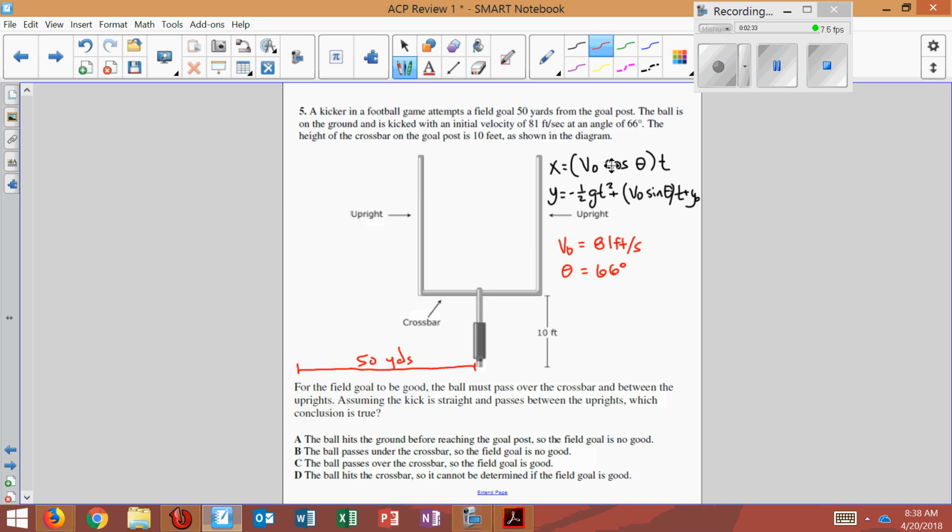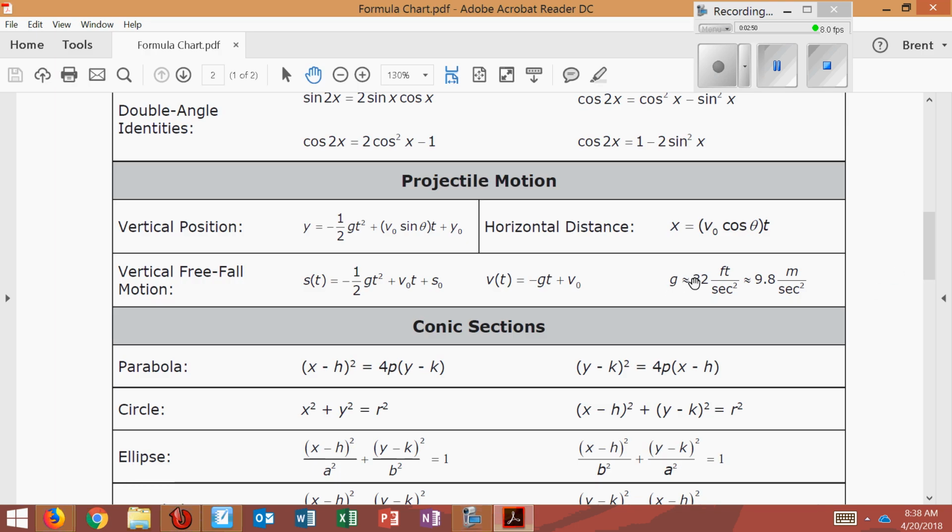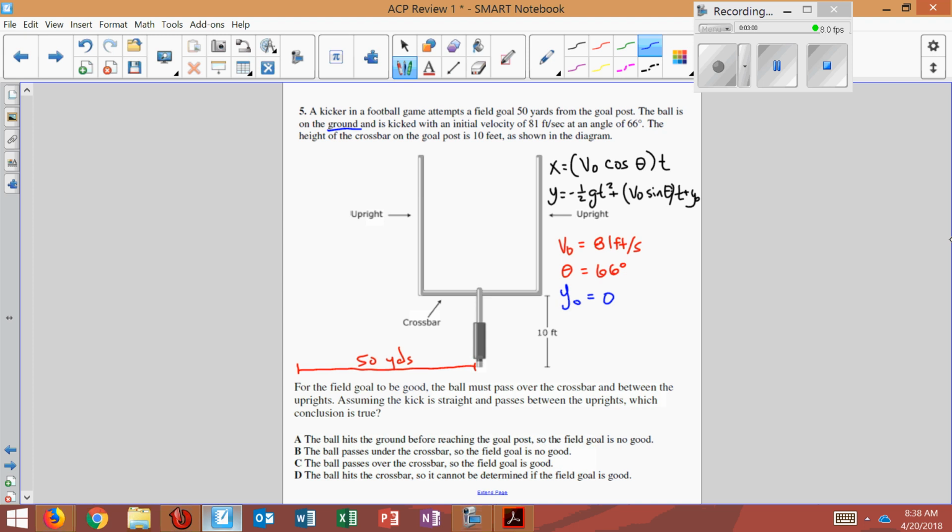So now, as we look through there, there's only one other piece of information I need. It's kicked from the ground. I'm going to highlight that. Hit from the ground, that means that y0 is actually 0. Has a height of 0. The other thing that's really important is to figure out what gravity is. If I go to the formula chart, there are two different gravity values. Gravity is either 32 feet per second or 9.8 if the units are meters. This problem was saying yards and feet, so I'm going to use the 32. So here we're going to say gravity is 32 feet per second squared.